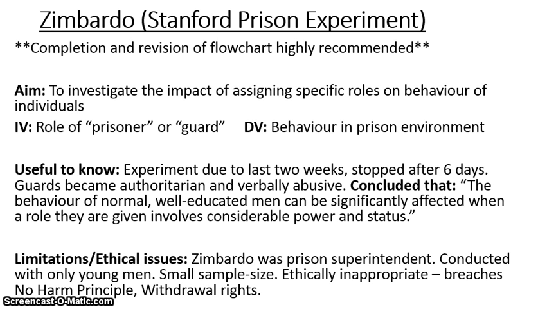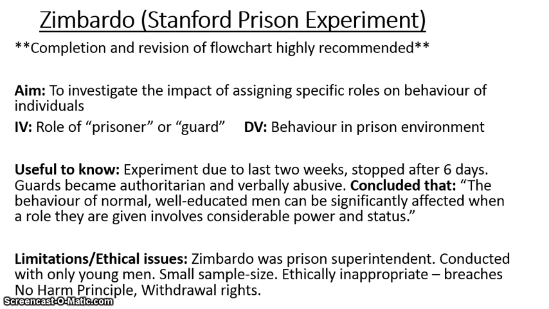Some useful things to know and remember about the results of this experiment are that it was due to last 2 weeks, but it was stopped after 6 days. The guards very quickly became quite authoritarian and verbally abusive. It depended on the guard, but there was one guard in particular that did that a lot. The overall conclusion was that the behaviour of normal, well-educated men can be significantly affected when a role they're given involves considerable power and status. This experiment, like many of the other ones we're looking at, tied very much back to what happened in Nazi Germany and why it happened.